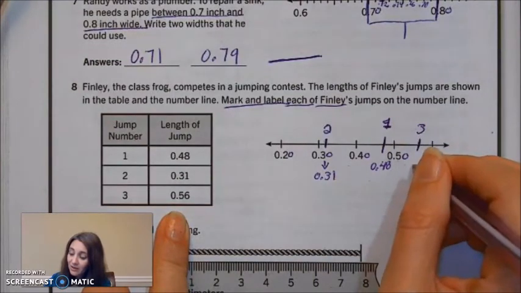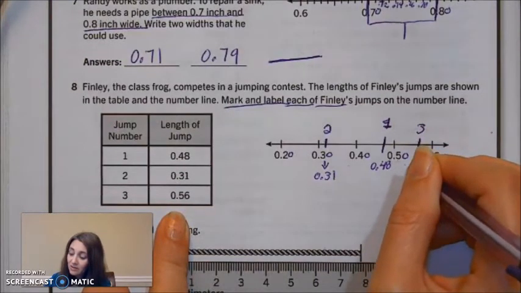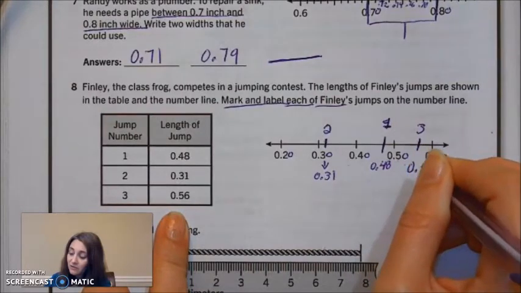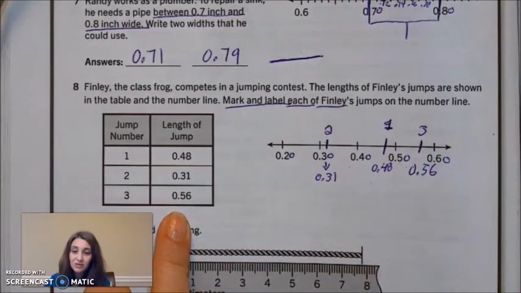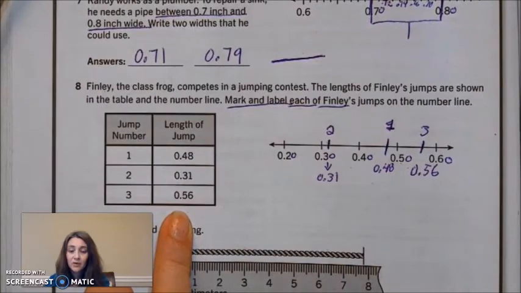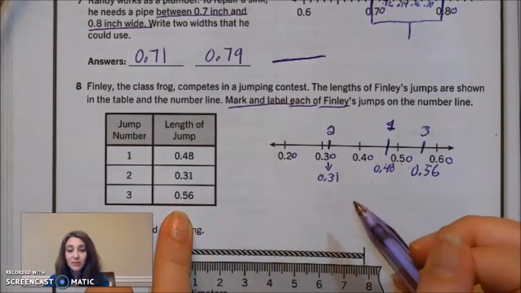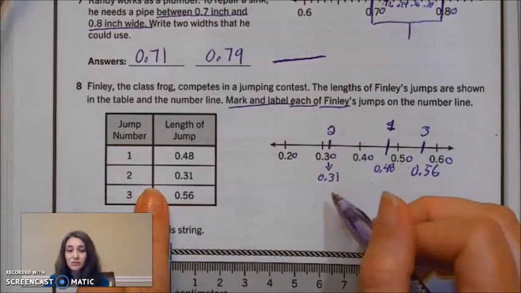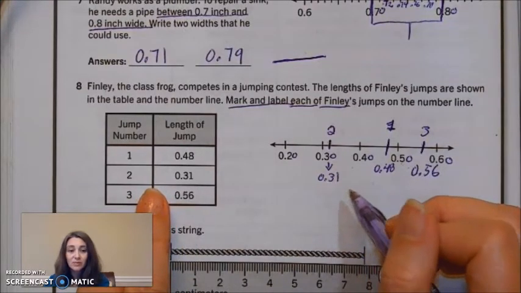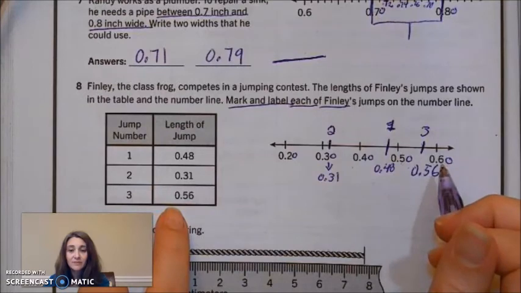Okay, I've marked it, and now I need to label it. And that is 56 hundredths. Okay, when you're putting things in order, his shortest jump would have been jump number 2. His longest jump would have been jump number 3.